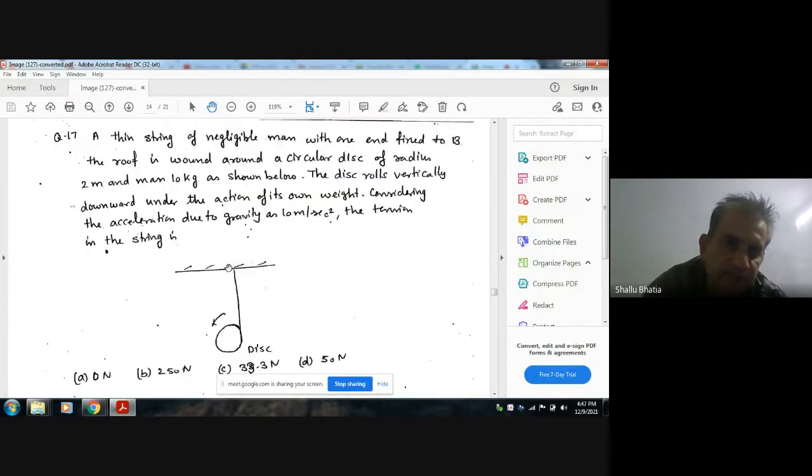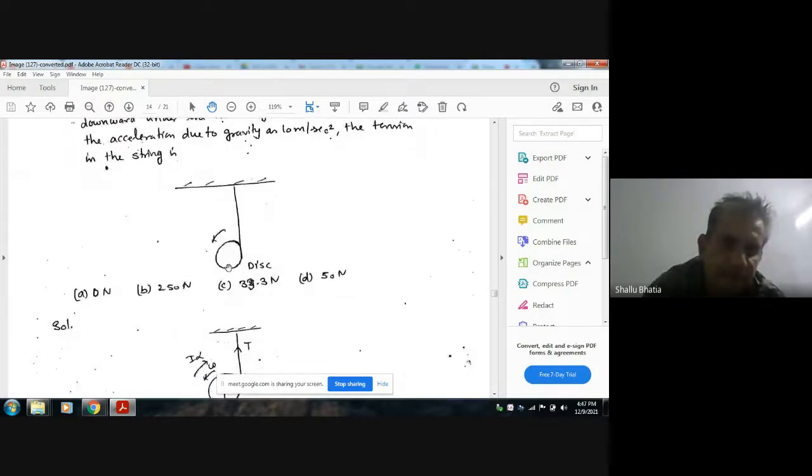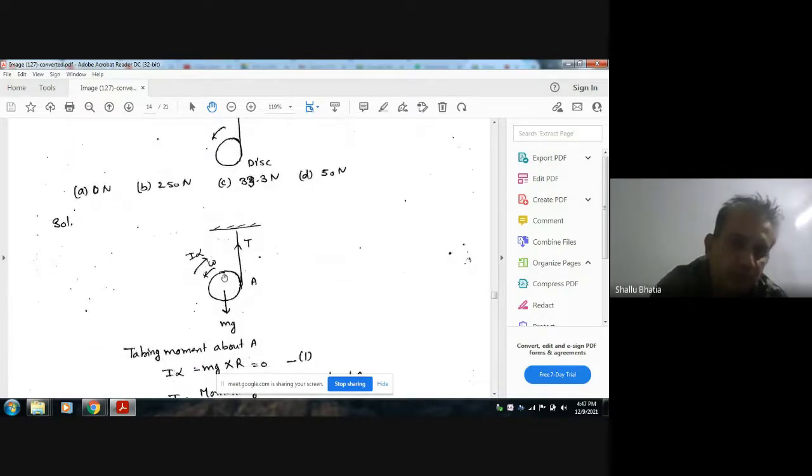So as this circular disc is moving downward, it is getting unwound. So this disc is rolling about this point A, the contact point. Suppose omega is its angular velocity, mg is its weight at any instant, and T will be the tension in the string. Now it is rotating like this. The inertia torque will act in the direction opposite to that, I alpha.